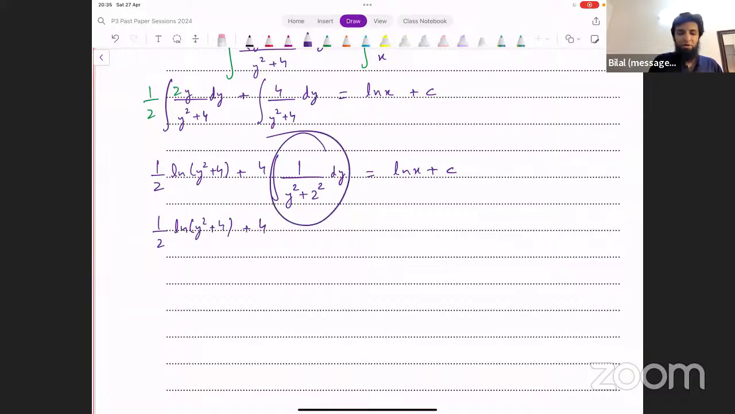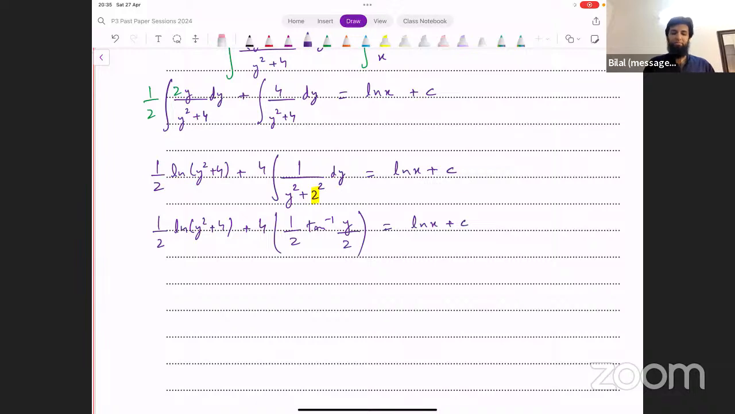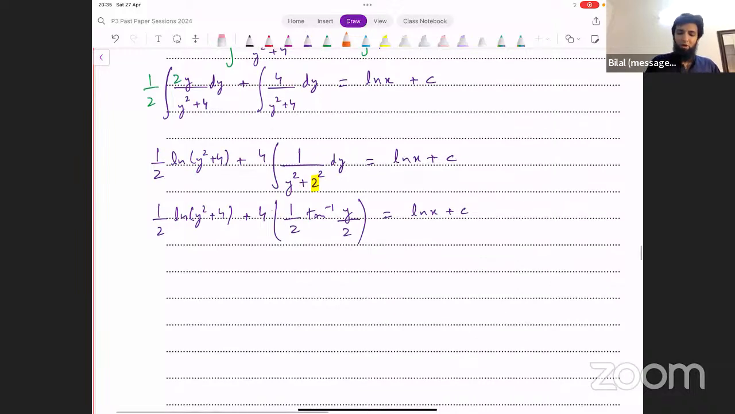This is tan inverse form. In place of a, you've got 2 here. Coefficient of y squared is already 1. What is this going to integrate to? 1 over a, that means 1 over 2 into tan inverse of y over a, which is y over 2. On the right side, you've got ln x plus c. Now 4 and 2, they get cancelled, and we have 2 here. This is the integration part done.